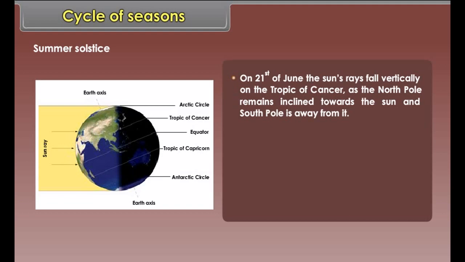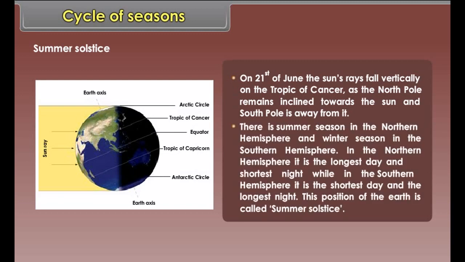A year is divided into 4 seasons. They are spring, summer, autumn and winter. Seasons change with the change in the position of the earth around the sun.